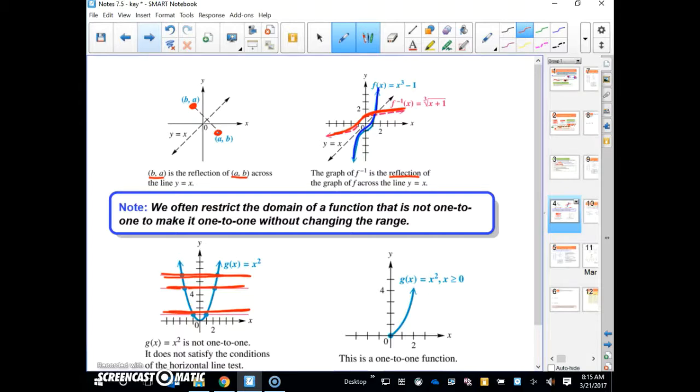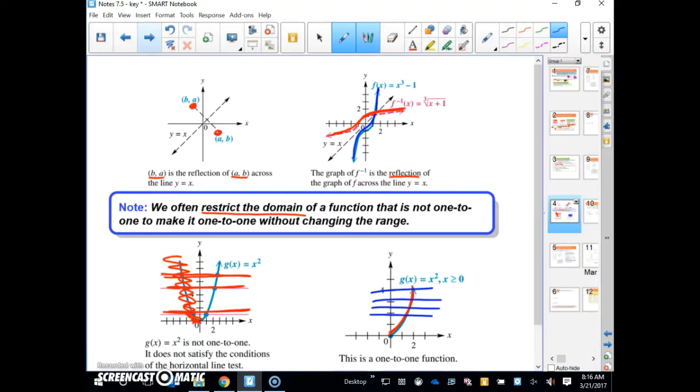We can't work with this, and so we're going to restrict the domain and basically just blank out part of the graph because we don't want it. Okay, we are only going to look at just half of the graph, and so that's when they say restrict the domain. We're only going to look at the right side of it, and if you only look at the right side of it, then it's like, okay, now it's one-to-one.